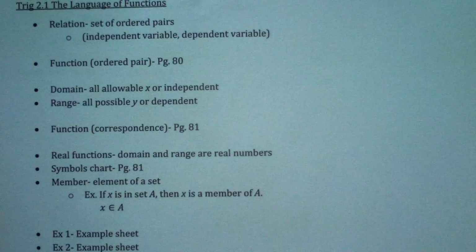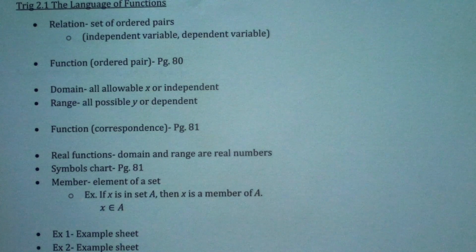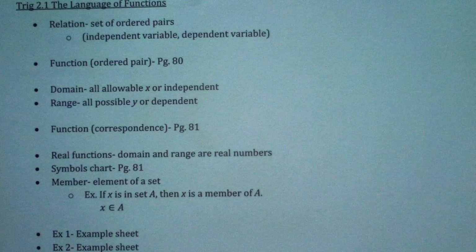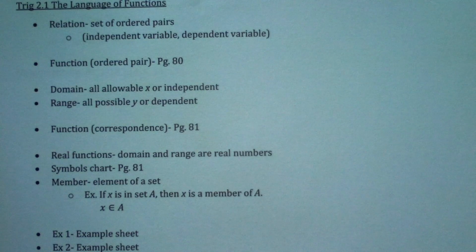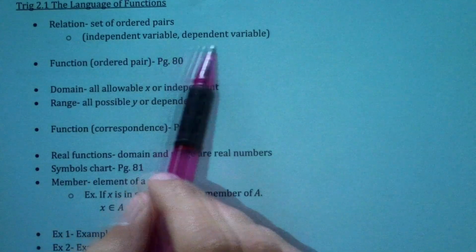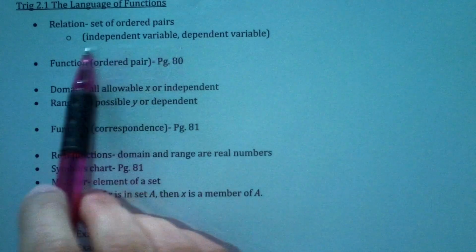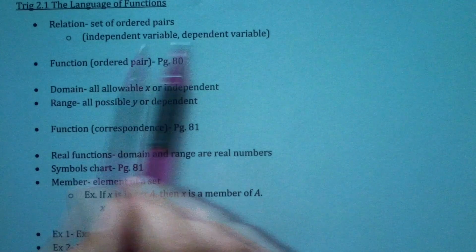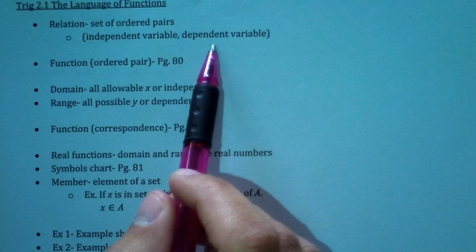Vocab: relation. You probably heard of this before, but a relation is just any set of ordered pairs. It could be a graph, because we know graphs are sets of ordered pairs. It could be a table, or it could just be a bunch of ordered pairs listed out. This is supposed to represent an ordered pair like x, comma, y. The first thing listed is going to be your independent variable, and the second thing listed in your ordered pair is the dependent variable.